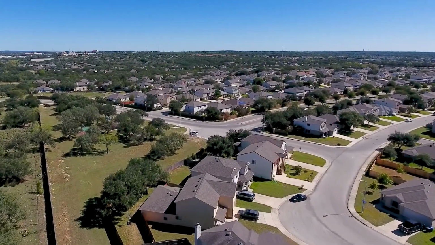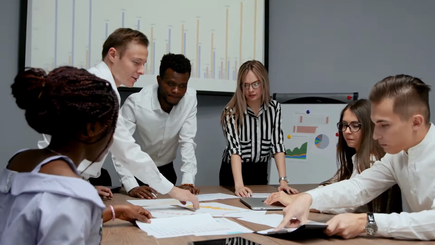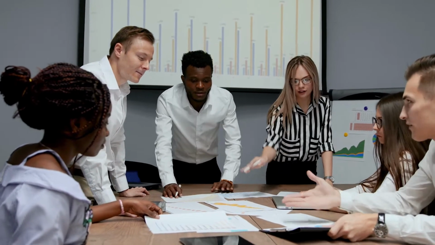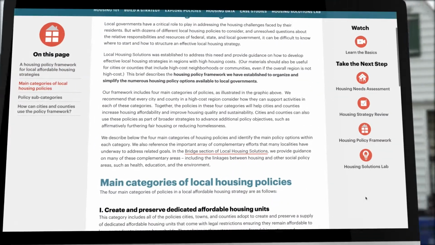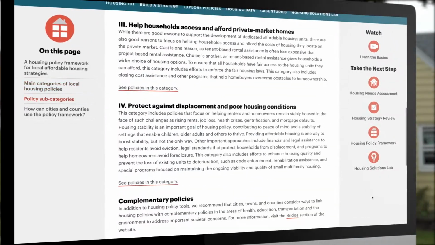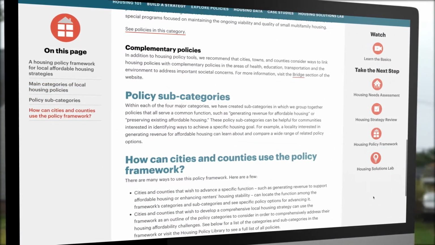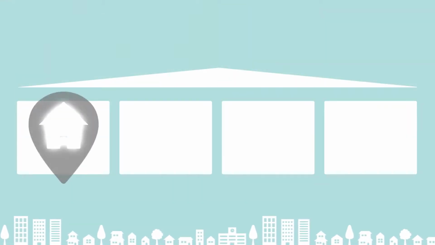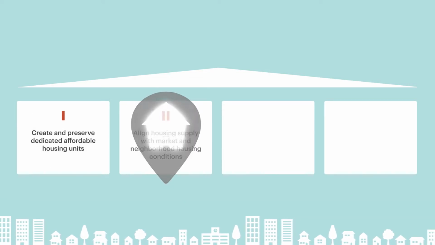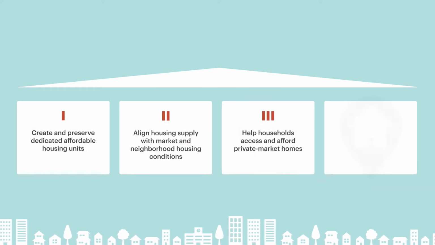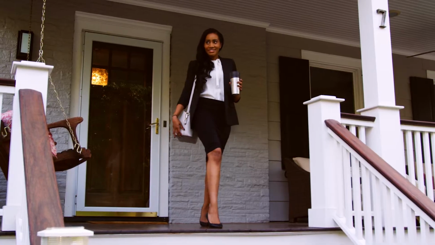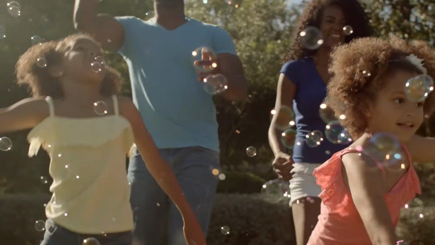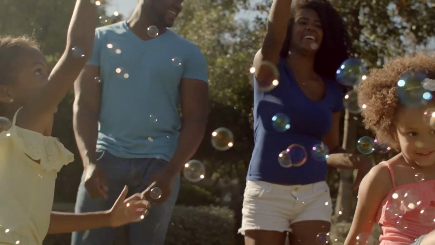Finally, cities and counties that wish to advance a specific function, such as generating revenue to support affordable housing, can locate the function among the framework's categories and subcategories and see specific policy options for advancing it. By organizing all of these policies into 4 main pillars, and then organizing the policies within those pillars into subcategories that respond to key functions the policies serve, we hope that our policy framework helps to make sense of the dozens of options your community has to make quality housing that is affordable, accessible, and provides all people with choice and opportunity.